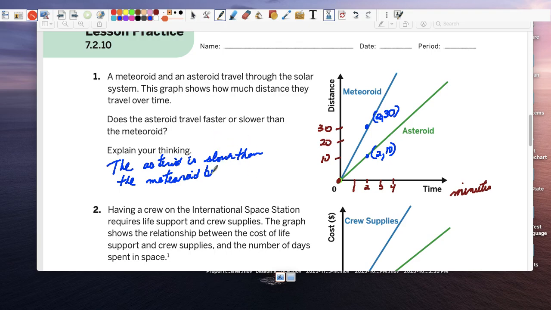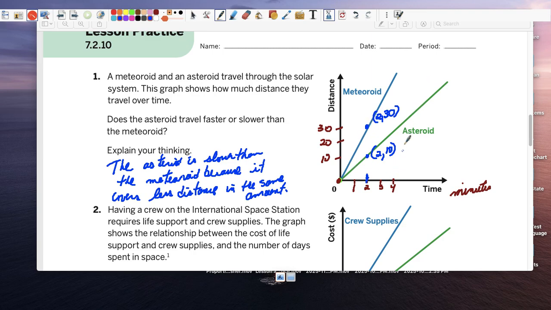Because it covers less distance in the same amount of time. And that's key here, the same amount of time. So you want to pick a time frame. Again, I picked 2, I just made it up. So at 2 minutes, look where the asteroid is. It's at 10 miles away, and at 2 minutes, the meteoroid's at 30 miles away.